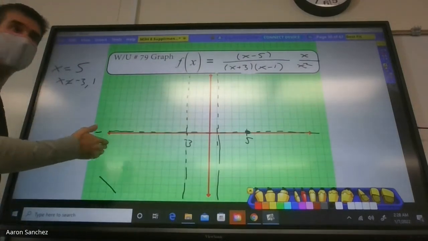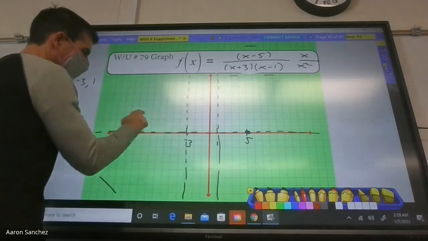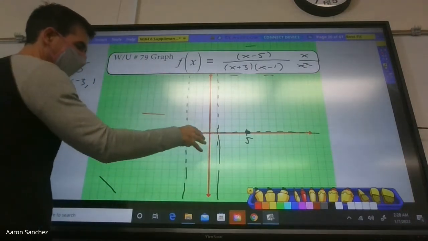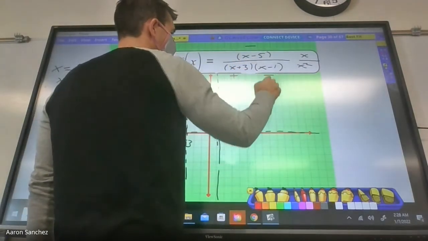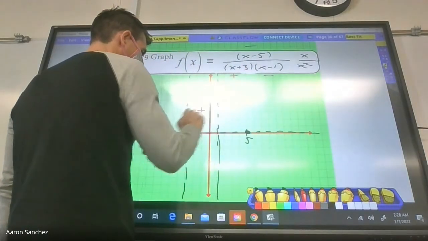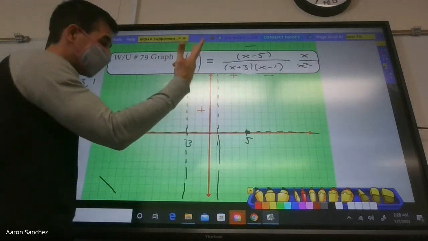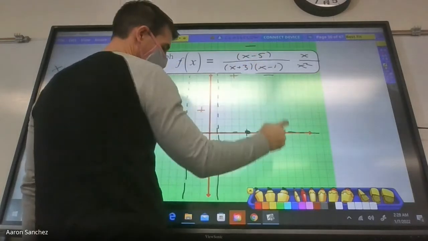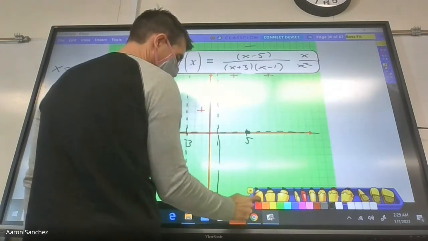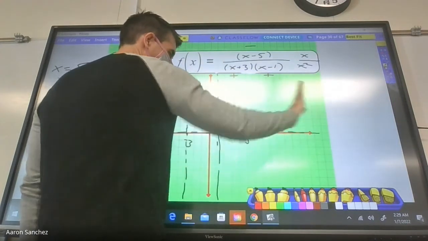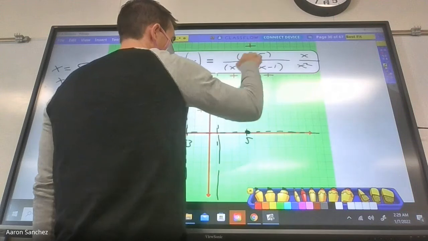Negative a million means everything's going to be negative: negative, negative, negative, 3 negatives. So we have here a negative. Cool. And then between -3 and 1, let's do 0. 0, negative, positive, negative. So I got 2 negatives, so here I got a positive, right? And then between 1 and 5, let's plug in 2. I got 2, negative, positive, positive, so now we have a negative here. And then here, let's plug in a big number. Everything's going to be positive, so we have positive.